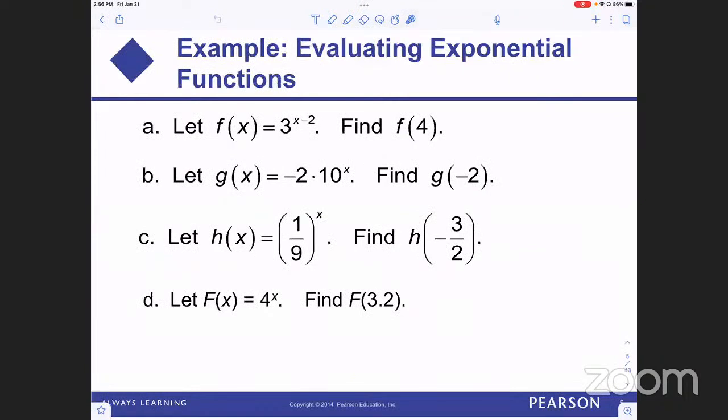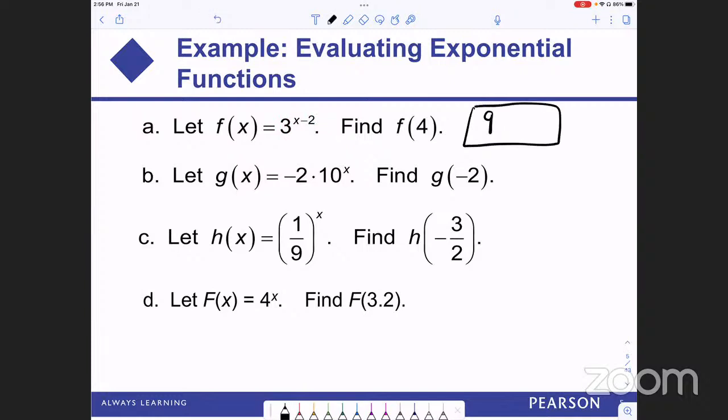So let f of x be these different scenarios. We basically ask to evaluate exponents. For instance, for the first one, when x is 4, 4 minus 2 is 2. So then 3 squared, that was going to be 9. I'm going to go ahead and box that.